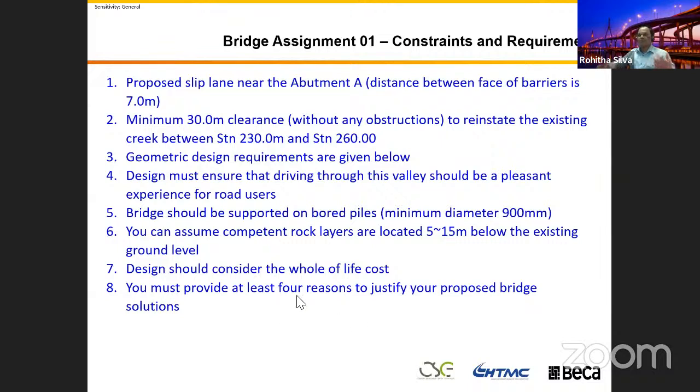You must provide at least 4 reasons to justify. You are developing 3 solutions. When you are presenting 3 options to the client, you need to sell the client why these options are good. You have to put the pros and cons. Unfortunately, I don't have time to go through this one. That's what I said to you.